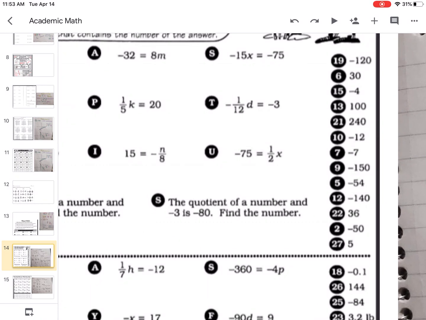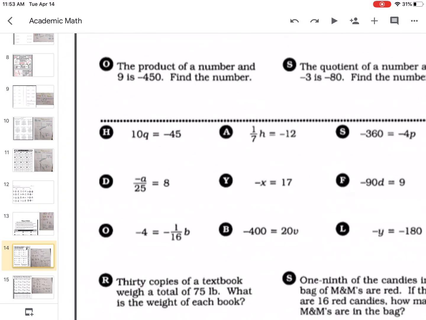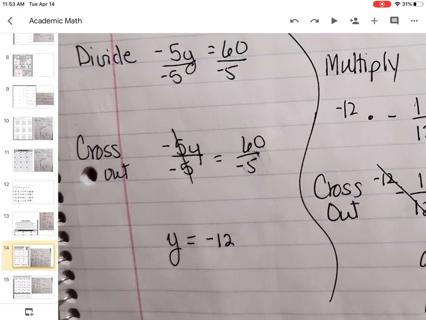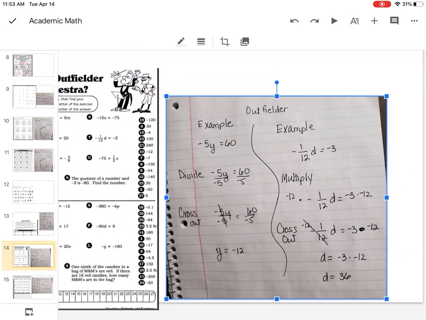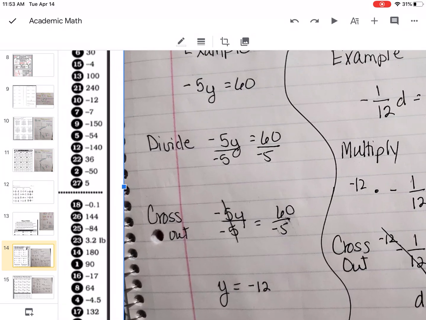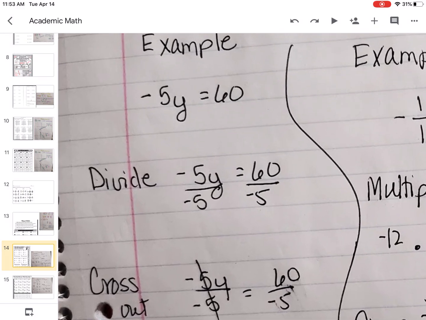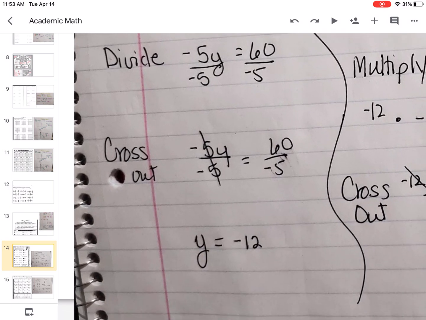I can see we have some fractions here. Let me see if I did it over here. Let me make this smaller. Yeah, we do have some examples here, and here is the one we just did. You can see that -5y equals 60. Divide by -5, divide by -5. Cross out your 5's, y equals -12.